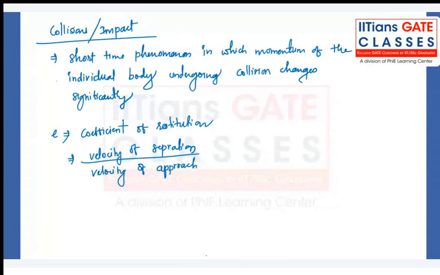Velocity of separation and velocity of approach. Collision means a large force acting over a short period. Yeah, that is impact, or you can say impulse. Collision means two moving bodies, during a short time, collide with each other, or face each other, or impact on each other, and their momentum will change. So this phenomenon you can call collision.